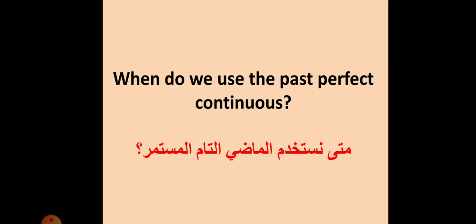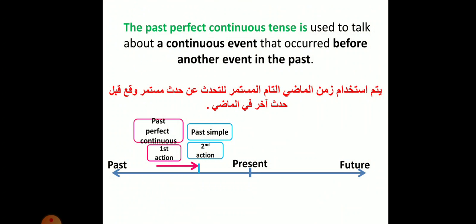So when do we use the past perfect continuous? As we have seen before, the past perfect continuous tense is used to talk about a continuous event that occurred before another event in the past. Okay, so look here at the timeline. We have two actions. The first one is a continuous event, an ongoing event, and it is conjugated in the past perfect continuous. And the second event is shorter and it is conjugated in the past simple. Okay, so here we are talking about the past of the past.